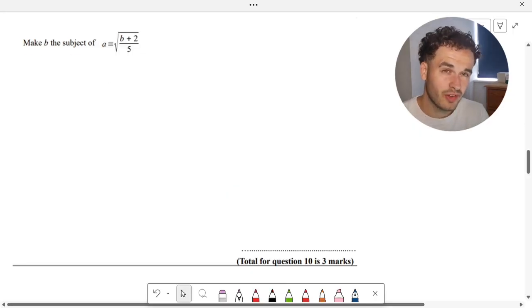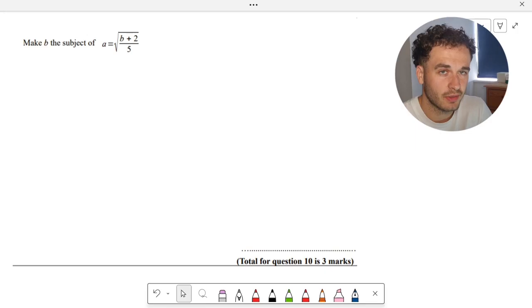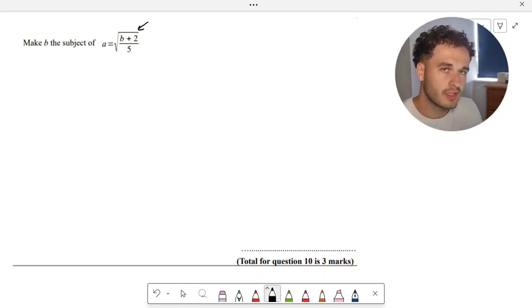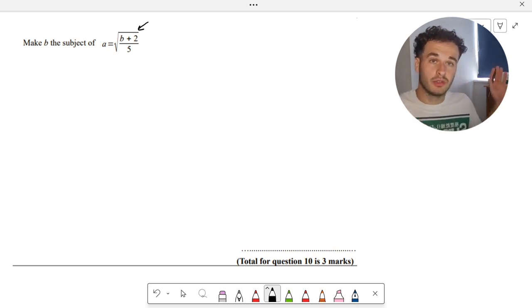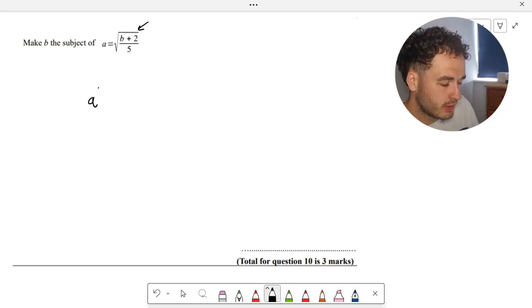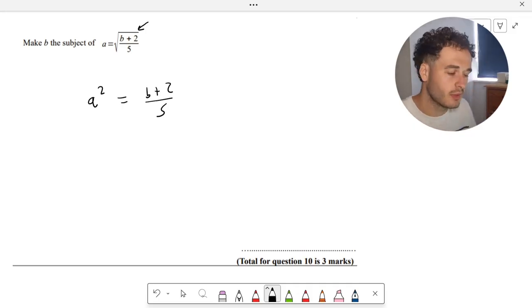Right, this is still foundation, on the brink of higher, but you actually could get this in a foundation exam. So stay here with me if you're foundation. Once again, opposites. First problem here is this square root. We need to get rid of this square root. What is the opposite of square rooting? Wow, oh my god, that is incredible. Yes, it's squaring. So we square both sides. A squared equals b plus 2 divided by 5. Squared both sides to get rid of the square root.